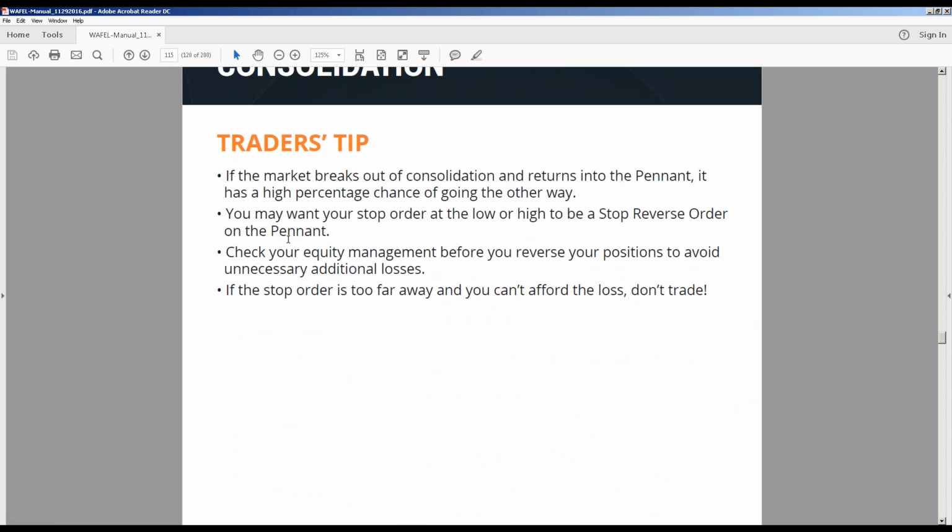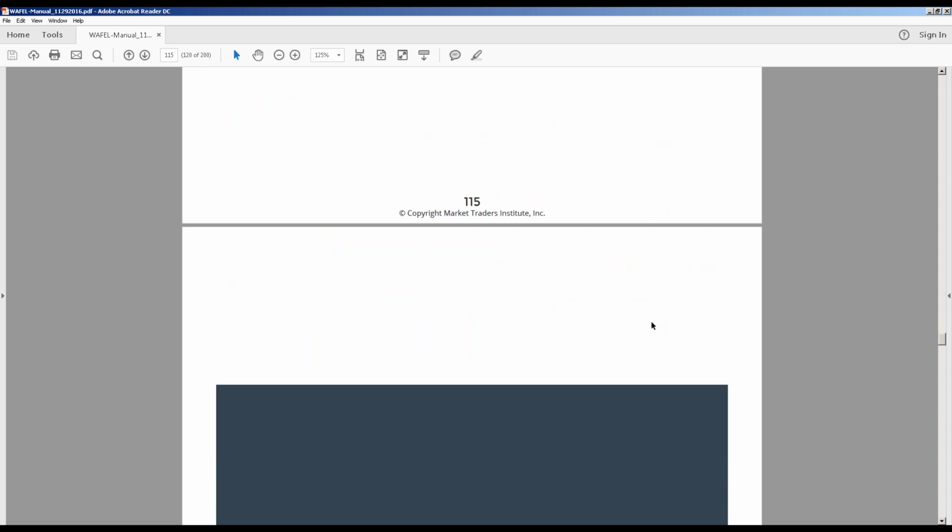Right, a few traders tips. If the market breaks out of consolidation and returns into the pennant, it has a high percentage chance of going the other way. You may want your stop order at the low or the high to be a stop reverse order of the pennant. Check your equity management before you reverse your positions to avoid unnecessary additional losses. If the stop order is too far away and you can't afford the loss, then don't trade.